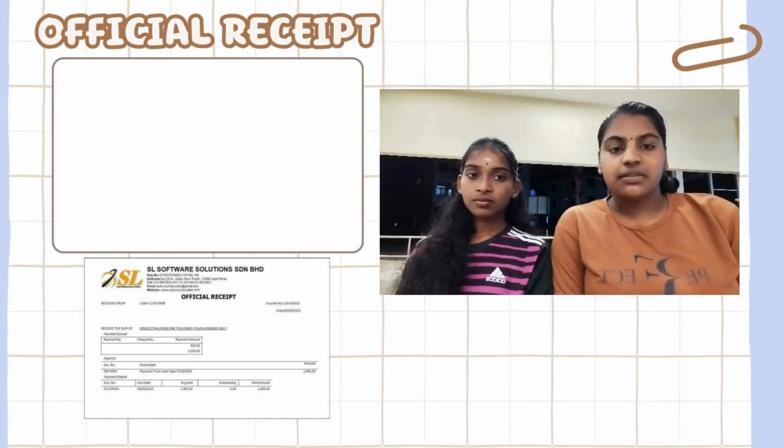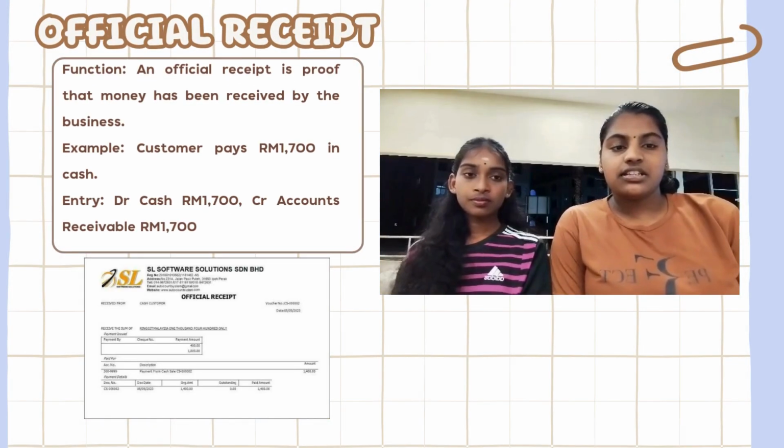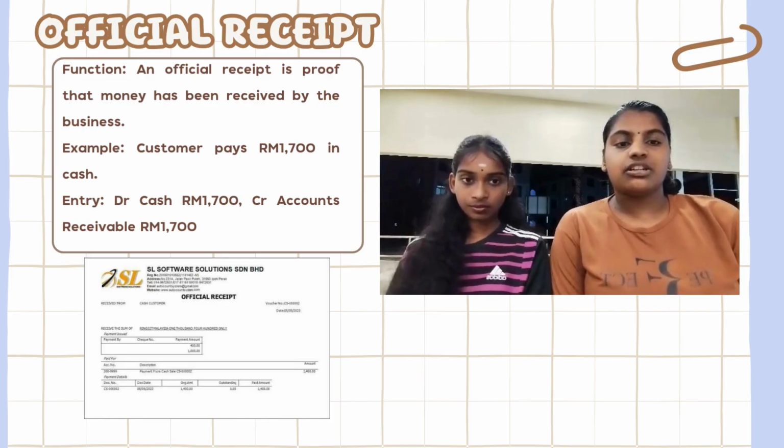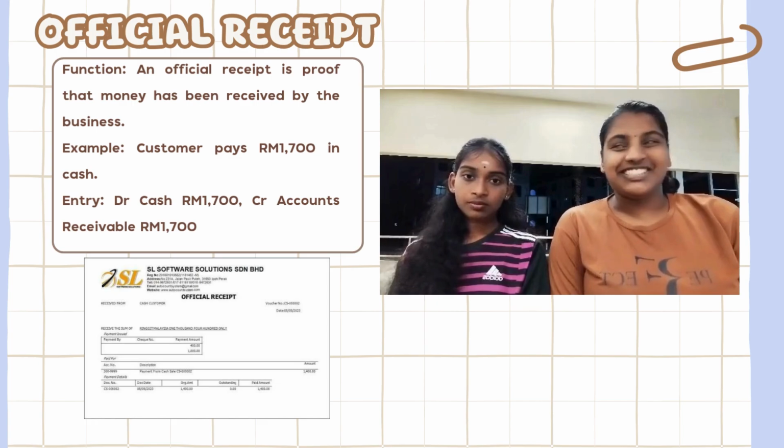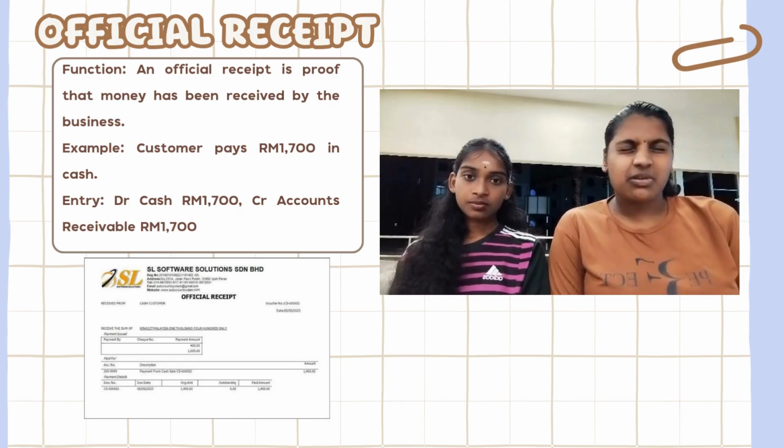Thirdly, official receipt. Function: an official receipt is proof that money has been received by the business. For example, a customer pays 1700 in cash. Entry is debit cash 1700, credit accounts receivable 1700. Book of prime entry is the cash receipts journal.